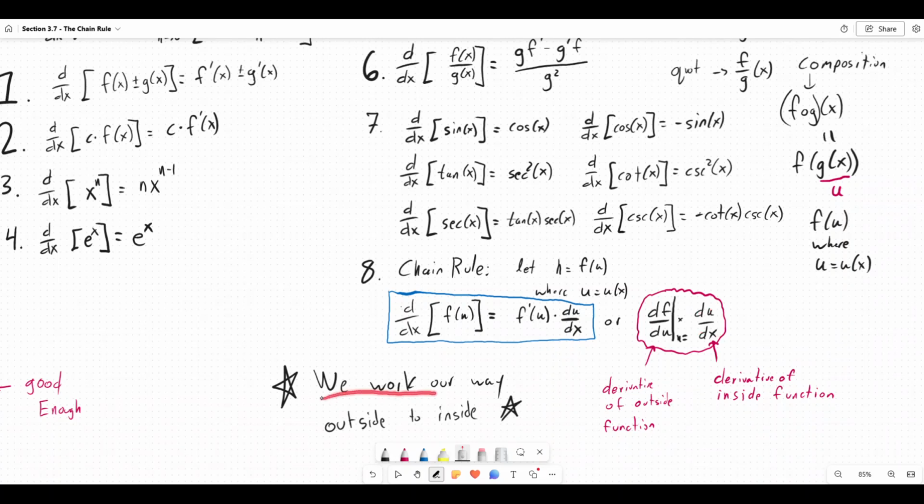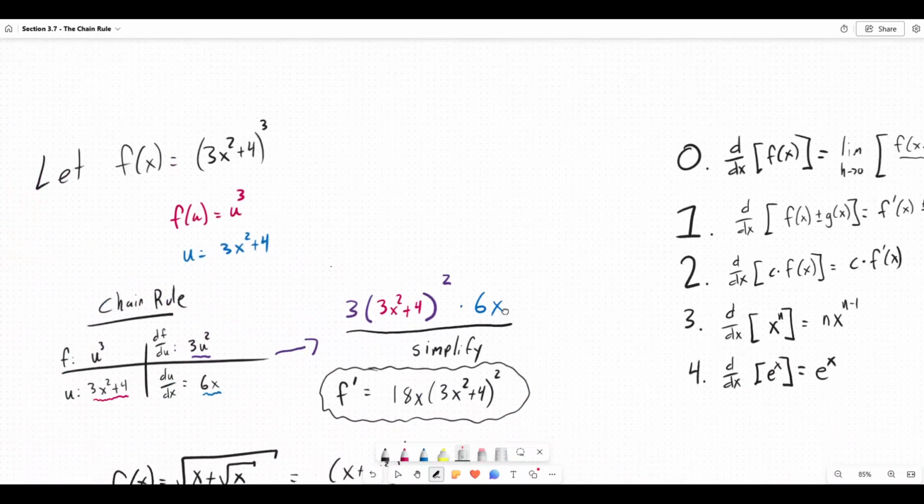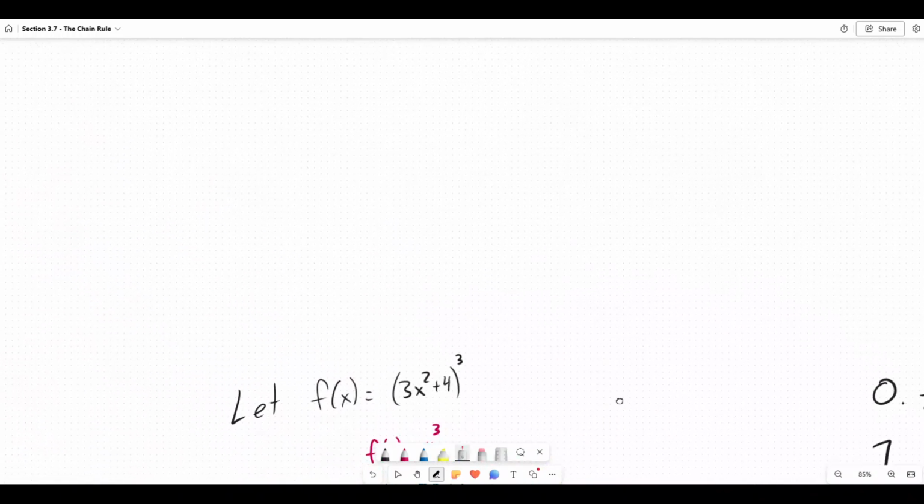Most importantly, we work our way outside to inside. We first take a derivative of the outside, then we multiply that by the derivative of the inside. And I have a couple examples prepared that I want to walk through, and then we'll also look at some ourselves.